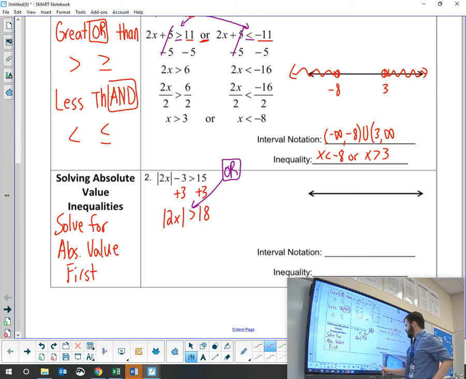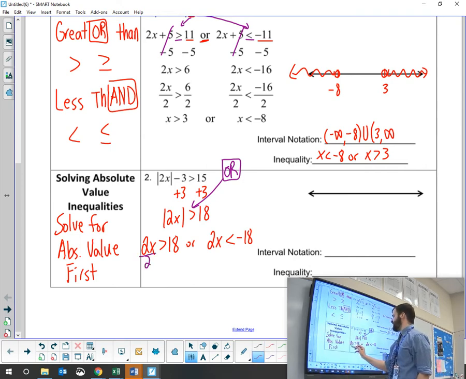But next, whenever we split this up, we're going to go 2x is greater than 18, or 2x is less than negative 18. Notice that I flipped 18 to be negative, and I flipped the greater than sign to a less than sign. So now, when I solve, if I divide by 2 to both sides, we get x is greater than 9. If I divide by 2 to both sides here, I get x is less than negative 9.